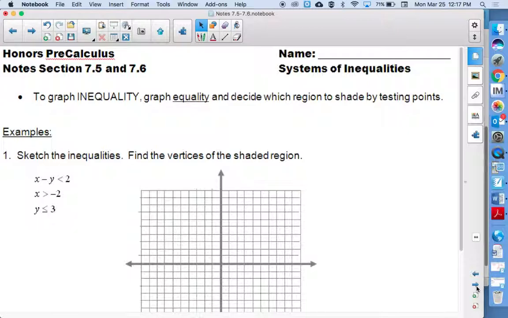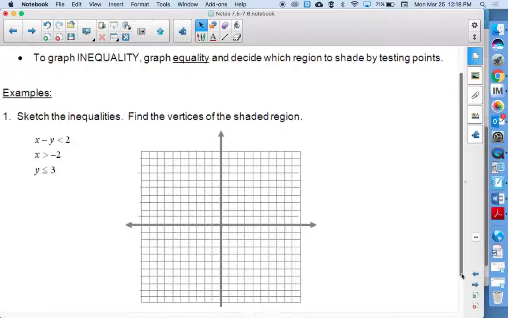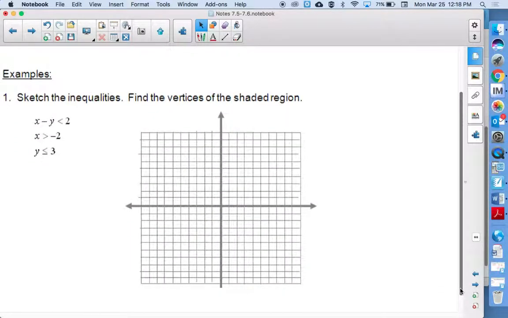So the first one's pretty straightforward. It says our goal is to graph inequality graphs. To graph an inequality, we actually graph the equality and then decide which part to shade. So you're graphing the line or the parabola, and then you're deciding where to shade. The first one says to sketch the inequalities and find the vertices of the shaded region. So the vertices are those 2 locations where your lines are connecting and bounding the region, stopping it from going beyond that location.